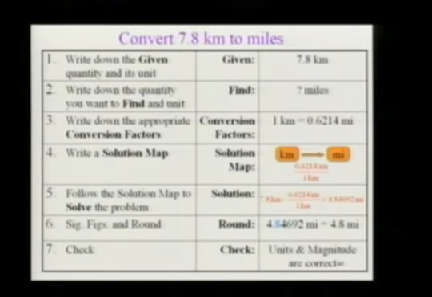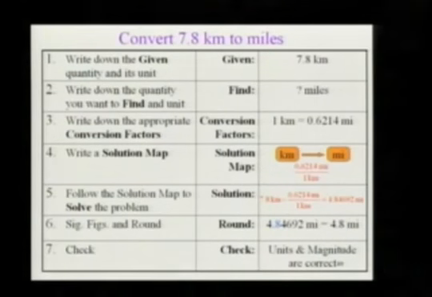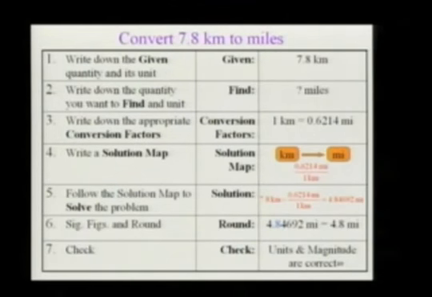Okay, so look at the solution. I start with what I know, 7.8. What can I multiply that by in order to get to miles? Well, I know that this many miles are in this many kilometers. Okay, so these will then cancel out. And notice that when I multiply these numbers together, I'm going to be left with the unit that I want, miles. That's the way this is going to work.